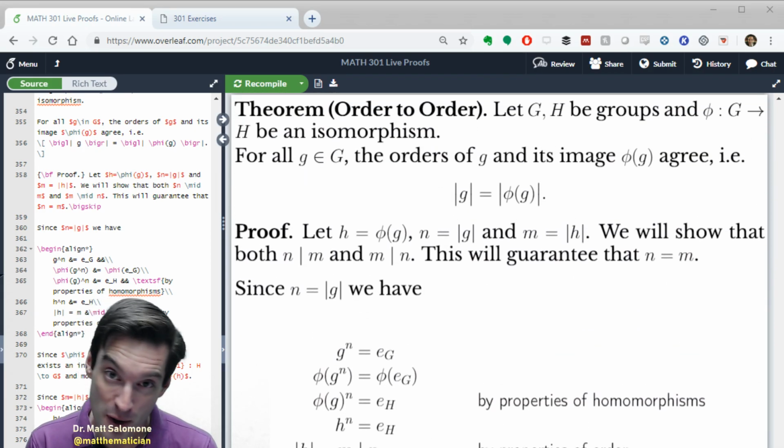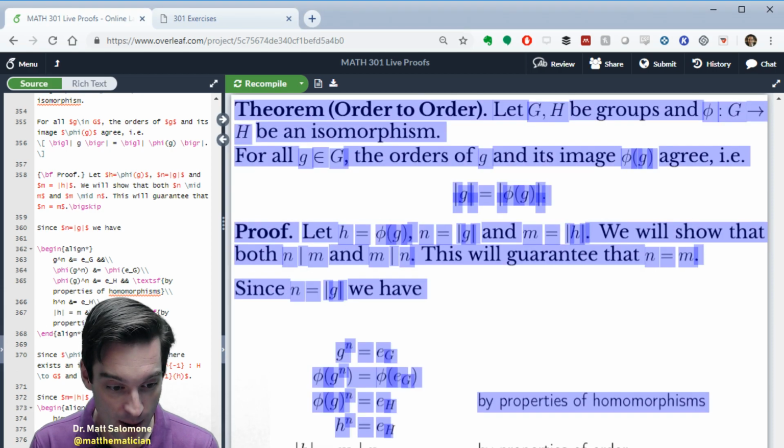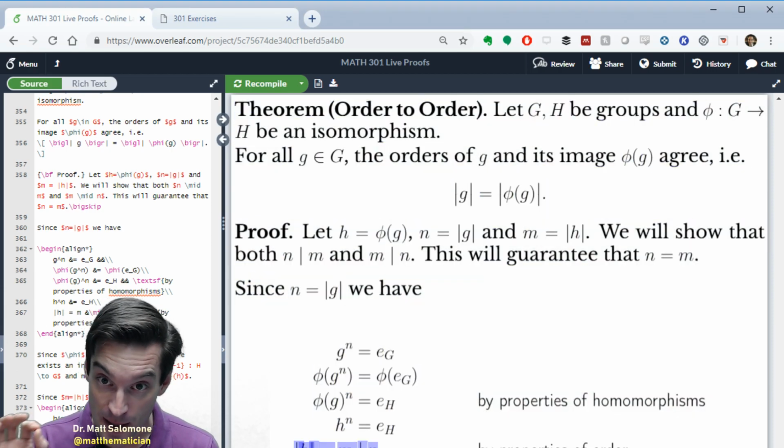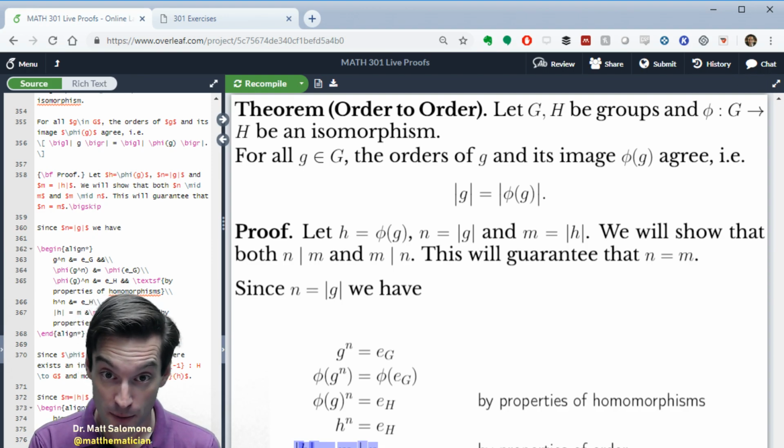So when we talk about homomorphisms in more generality in chapter 10, we actually end up using this as one of the properties that all homomorphisms have: the order of the image of any element under a homomorphism divides the order of the original element.